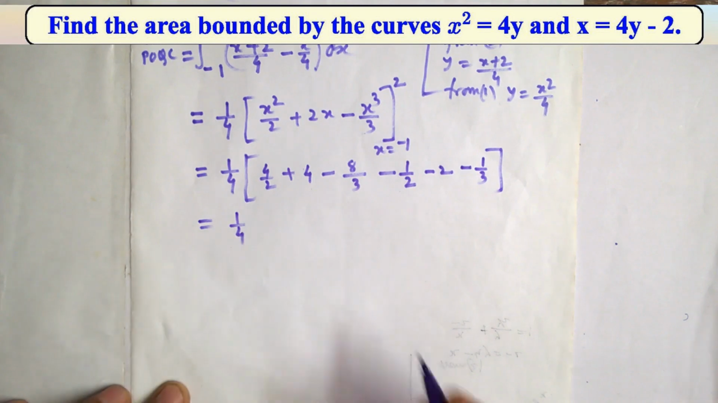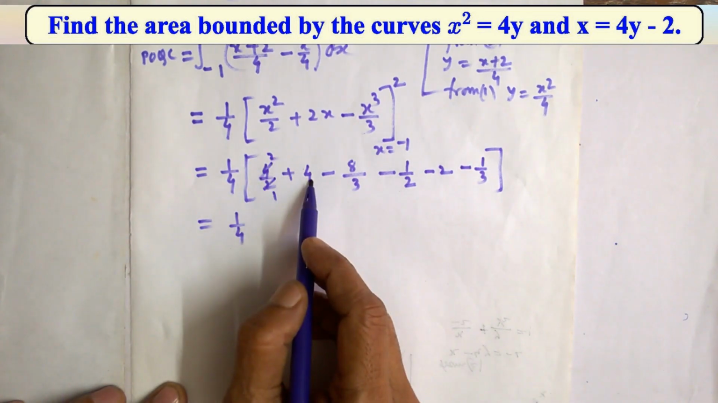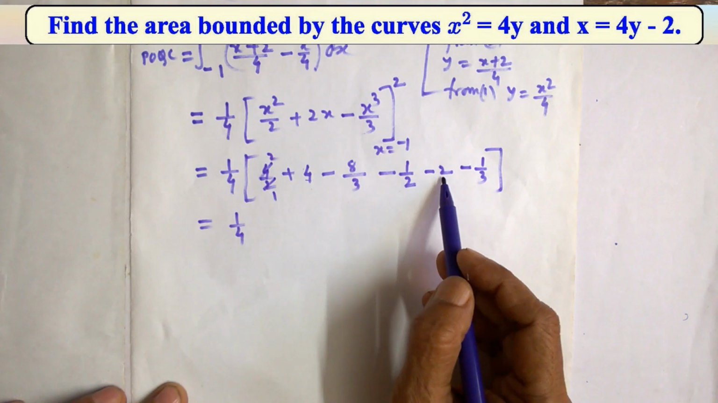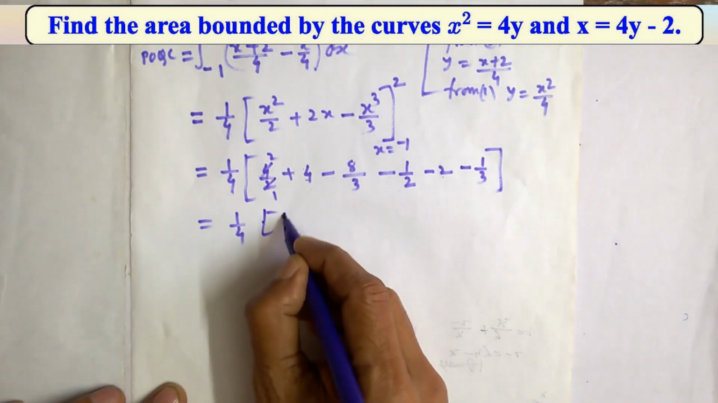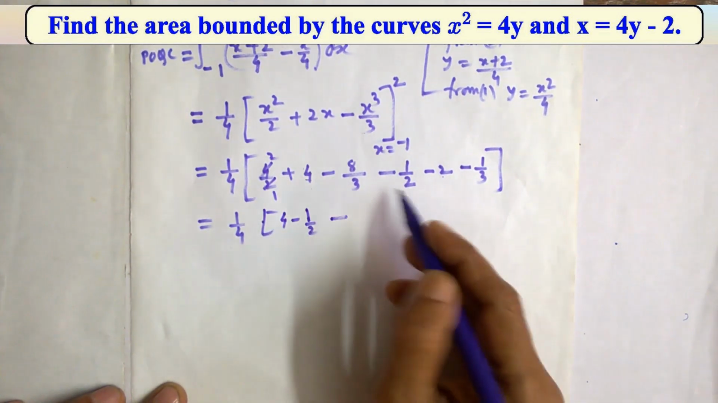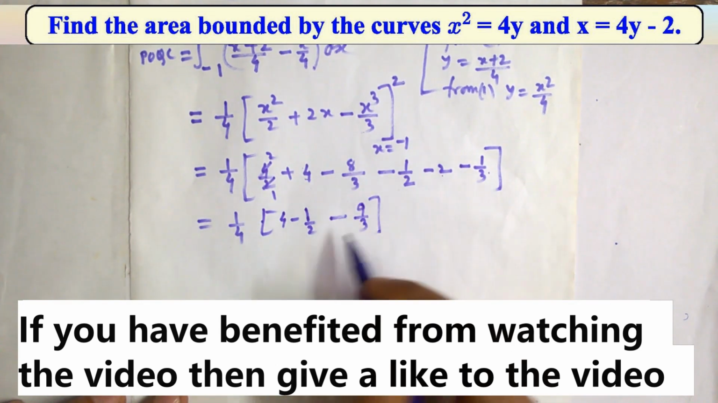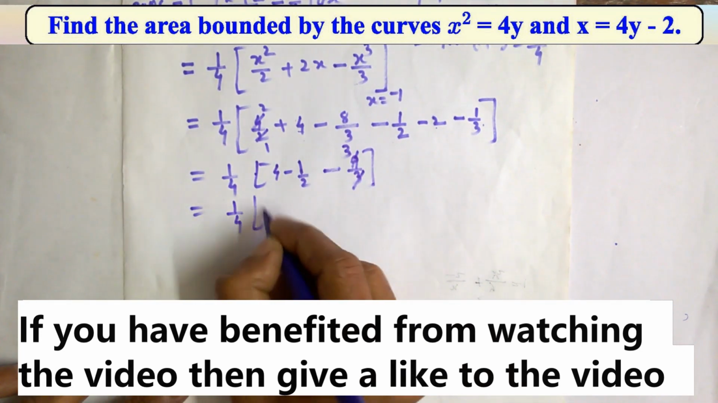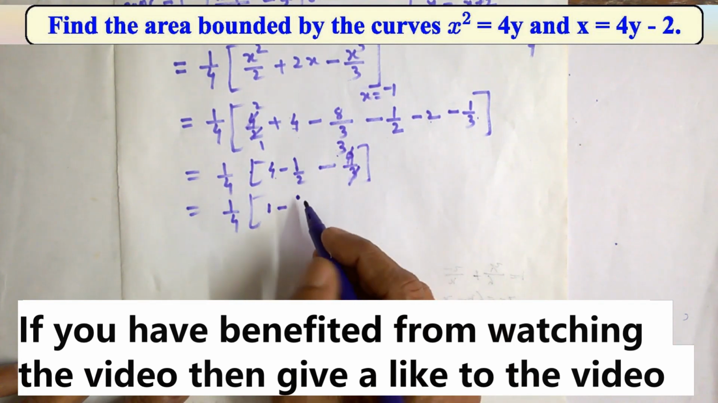So 1 by 4. Here first 2, 2 plus 4, 6, minus 2, 4, finally 4, minus half, minus these added, 8 by 3, minus 8 by 3, minus 1 by 3, 9 by 3, this will be 3, that is equal to 1 by 4, 4 minus 3, 1, 1 minus half.